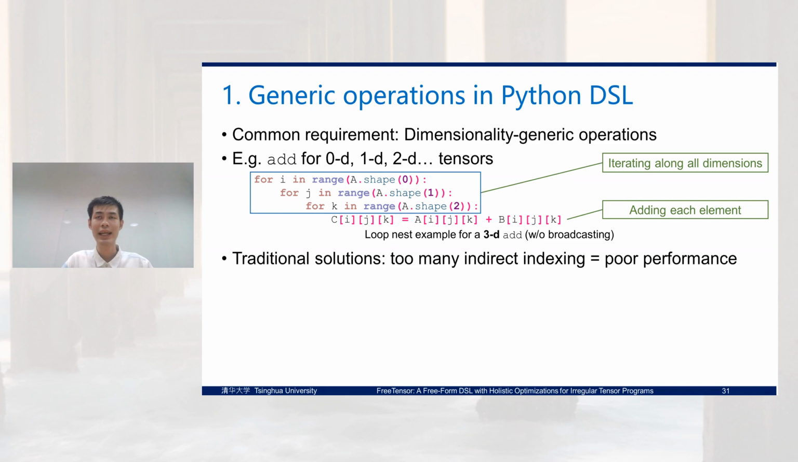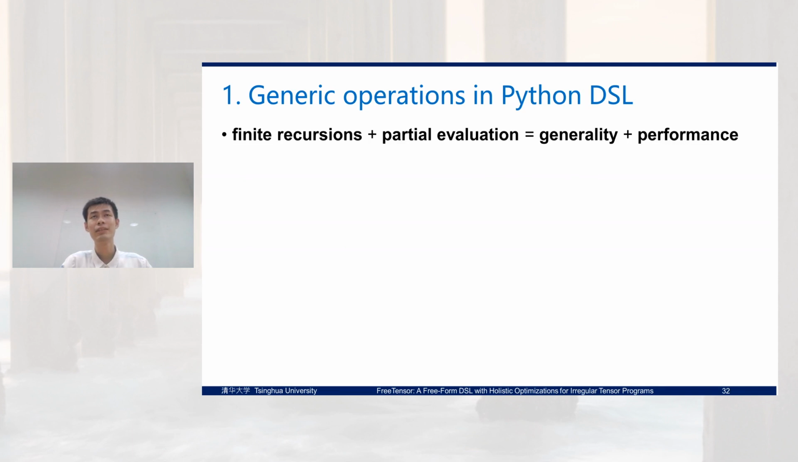But how should we support any number of dimensions? There are some traditional solutions, but they introduce too much indirect indexing, which leads to performance overhead. In FreeTensor, we solve the problem by supporting a program with finite recursions and compiling it by partial evaluation to achieve both generality and performance.